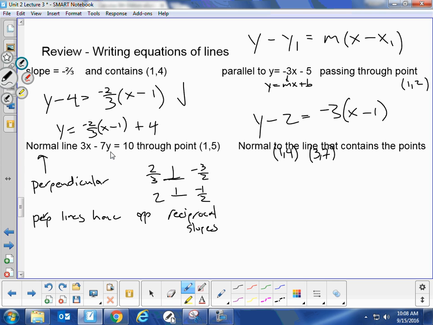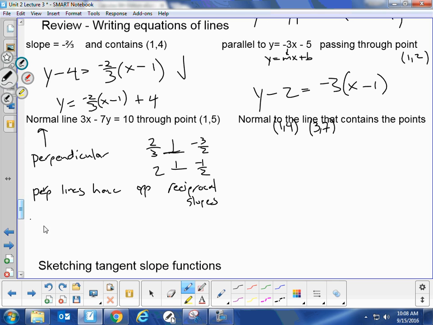So, figure that line out. Okay? Be that equation. Now, if I gave you two points, you can find this.